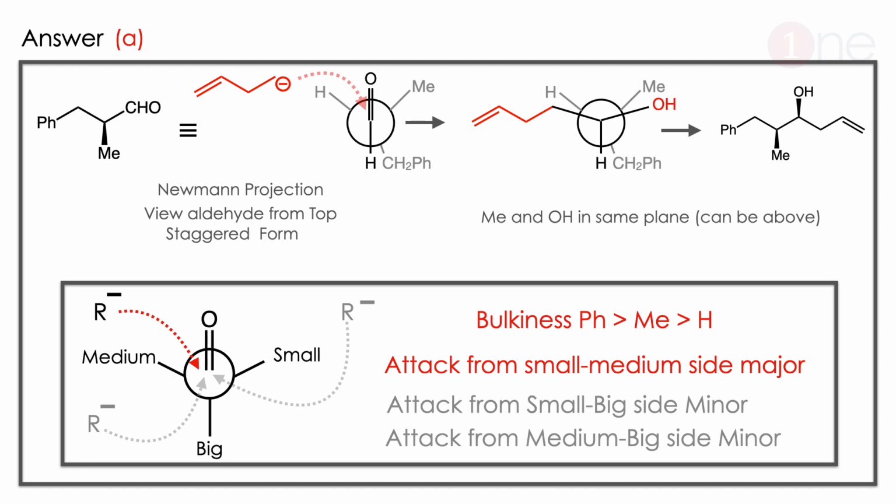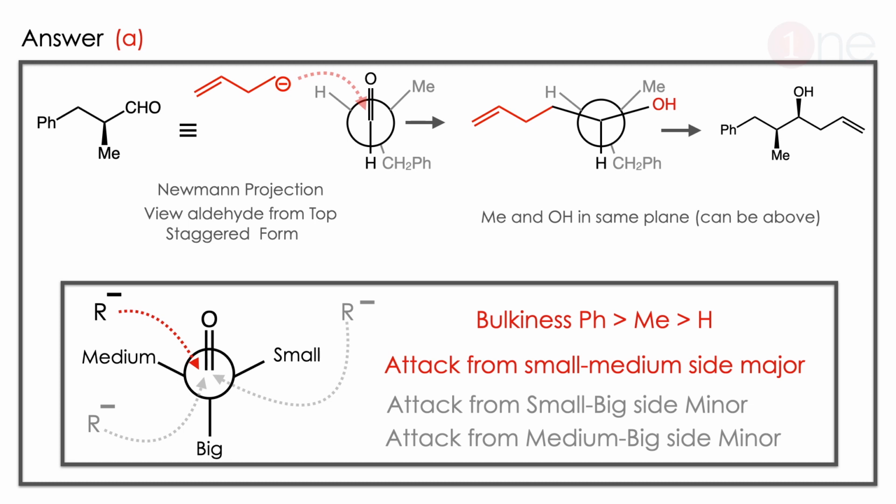Here you have to know the medium group, small group and big group. Here the R minus attack will be there. The small group is hydrogen, the medium group is methyl, and the big group is phenyl here. So the attack will obviously be from the medium side, as the other sides are crowded. So the product is clearly from the medium to small side. That's our product. Here you can clearly see methyl and OH are in the same plane, so both groups are above the plane. So clearly the product is the gram product and A is the major one.